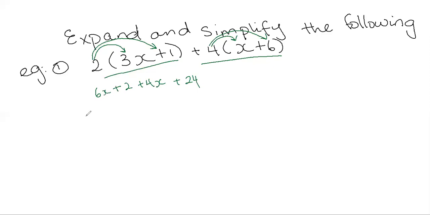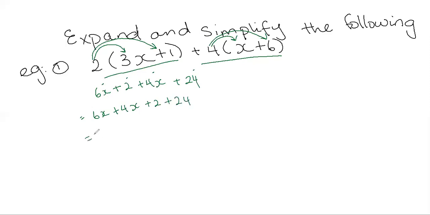Now that we are finished, we are going to simplify this, all right? So I'm going to rearrange it. I'm going to write everything that contains x together. So I have something with 6x here and I have something with 4x here. So 6x plus 4x. And then I'm going to write the numbers by themselves. So I have 2 and I have 24. So I'm going to write that 2 and 24.